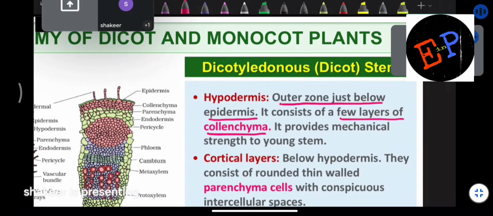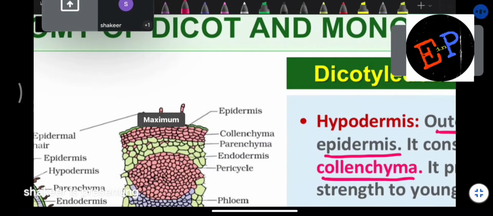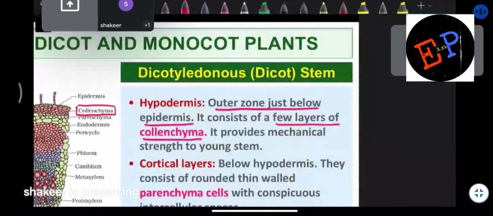Already we have studied this. Here you are seeing these collenchyma layers, the layers of collenchyma. Clear? It provides mechanical strength to the young stem. So what is the purpose of the hypodermis? The purpose of the hypodermis is providing mechanical strength to the plant. Next you find the cortical layers. Okay? So what is meant by cortical layers?